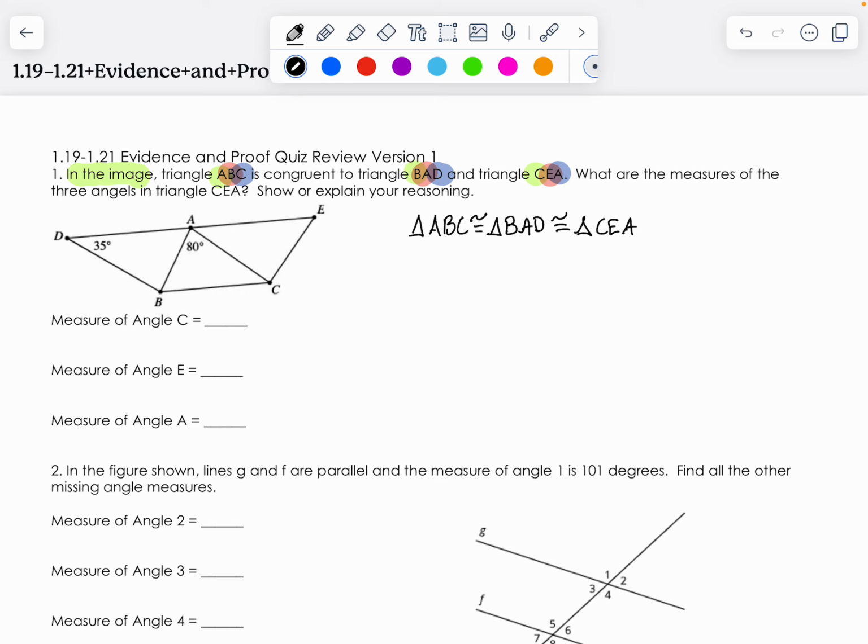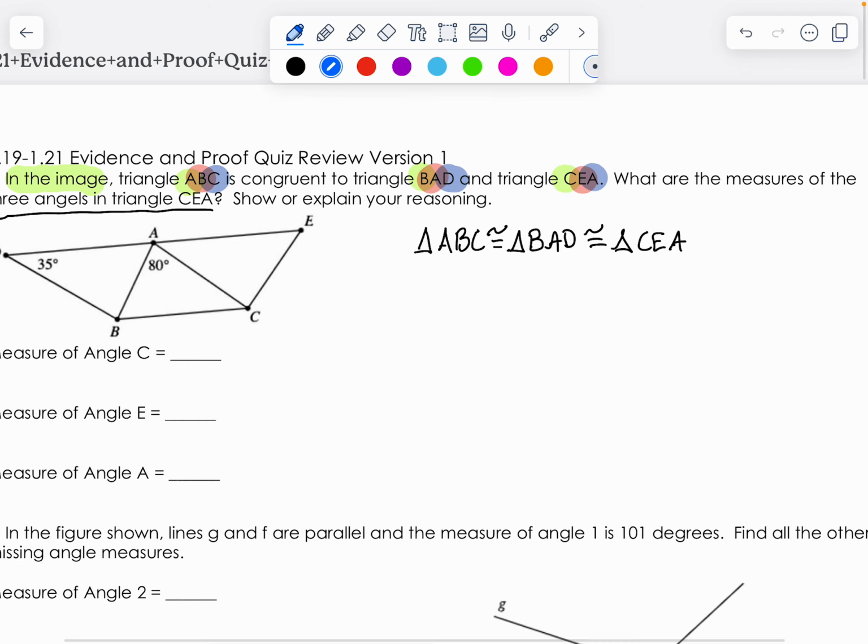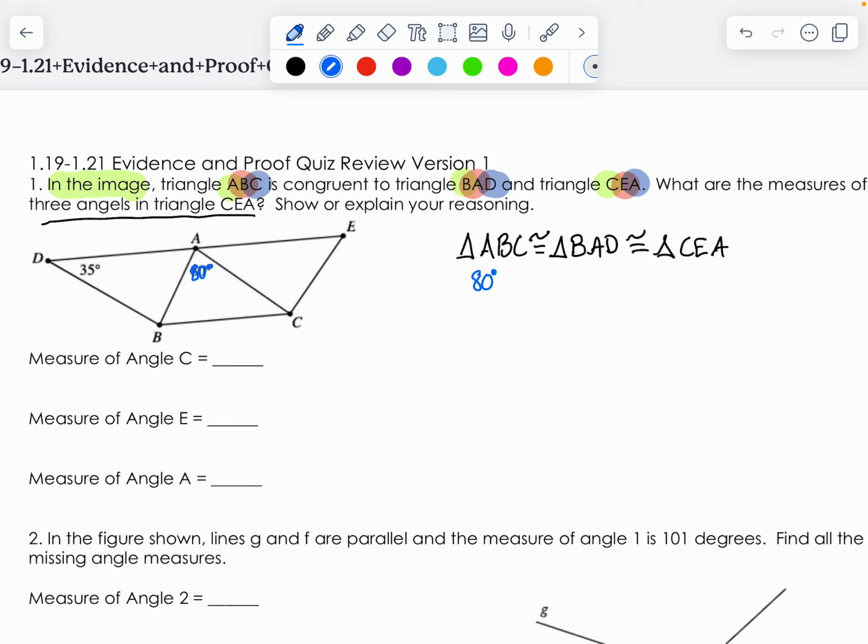All right, what are the measures of the triangle in CEA? Really, when we look at ABC, this first one, A is 80 degrees right there. The letters might get confusing, but we have to look at each triangle independently. In triangle BAD, angle B is also 80 degrees. And in this triangle right here, CEA, that angle is also 80 degrees. These triangles have been rotated or translated. If you can see those transformations that occur, that can help you out a lot.